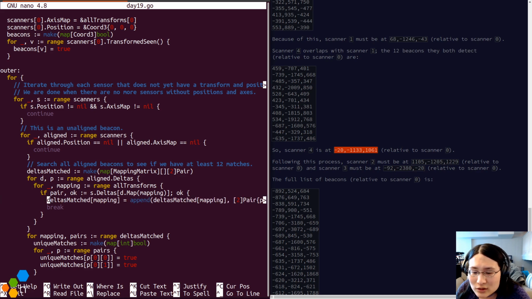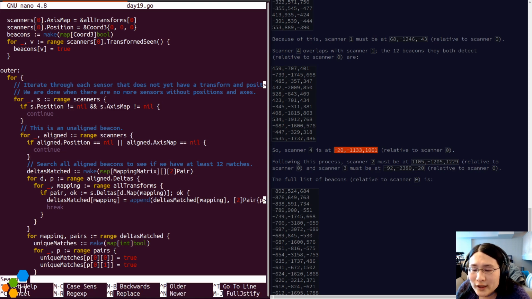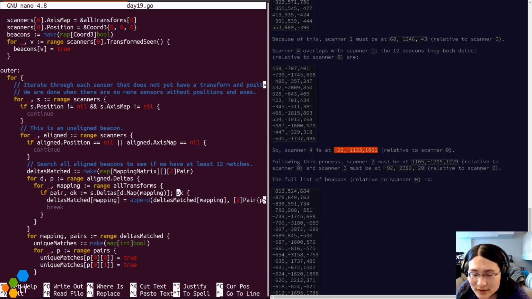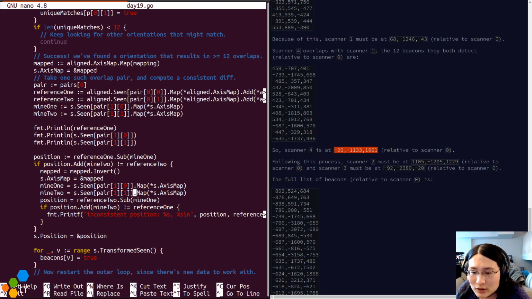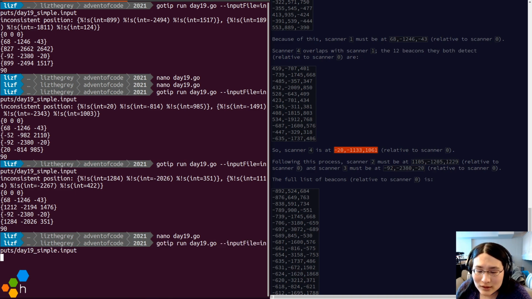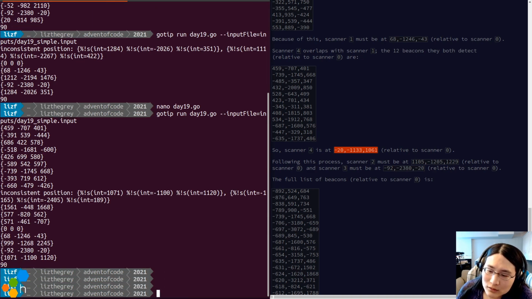Let me just make sure that this is correct. This is the aligned deltas. Yeah, so the pair here is going to be my original pair, because that's looked up in my mapping. Yep, that's correct. Okay.